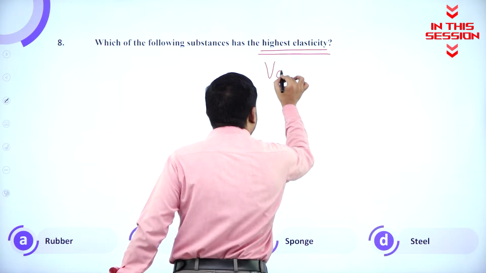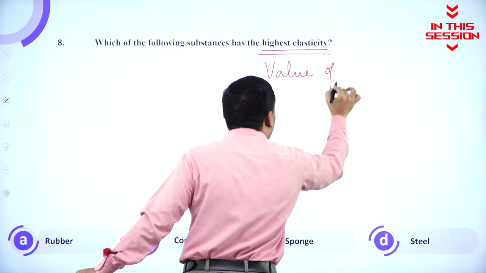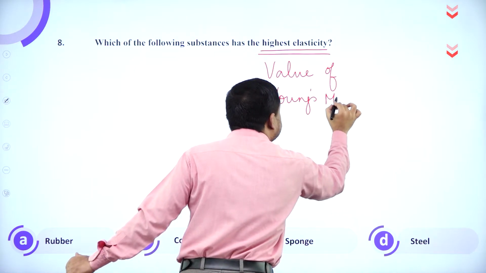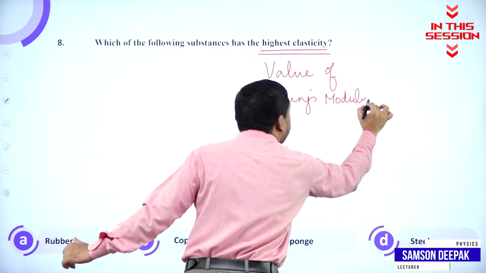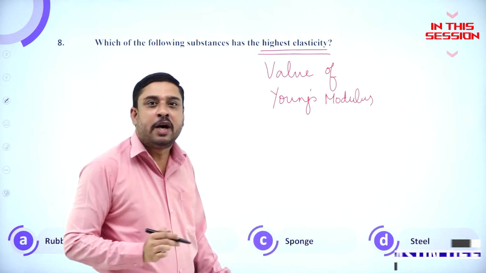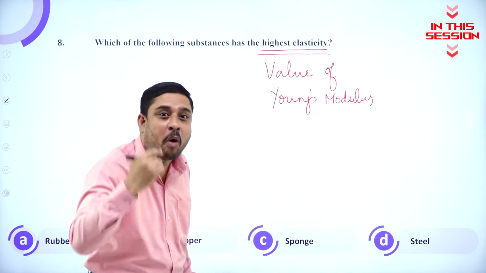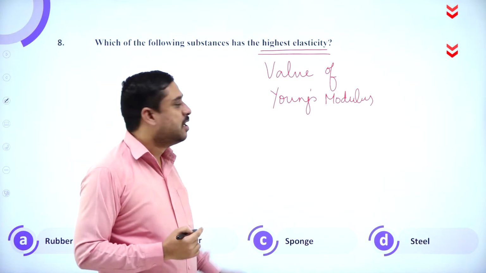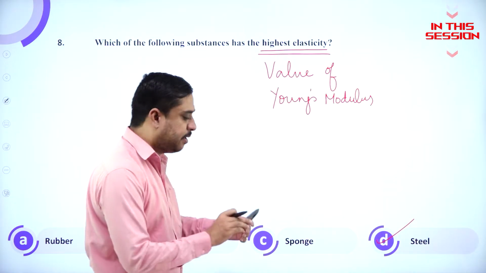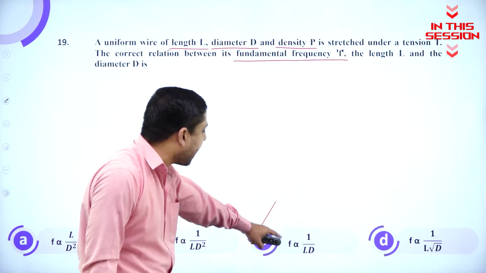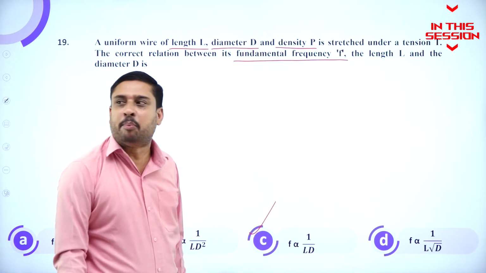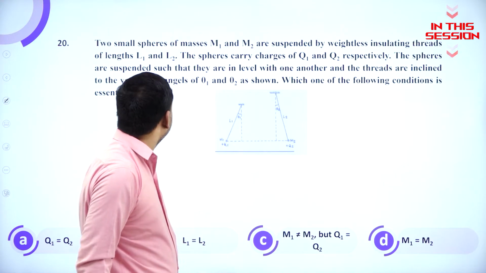Elasticity depends upon the value of Young's modulus, where stretching and deformation is maximum. Which among the given four has higher Young's modulus? It is steel. So steel has the highest elasticity. Fundamental frequency is inversely proportional to length and inversely proportional to diameter.